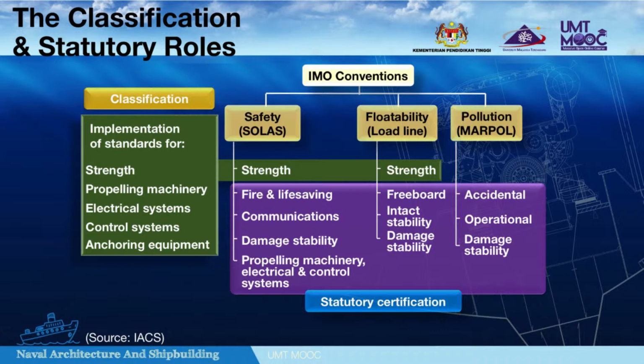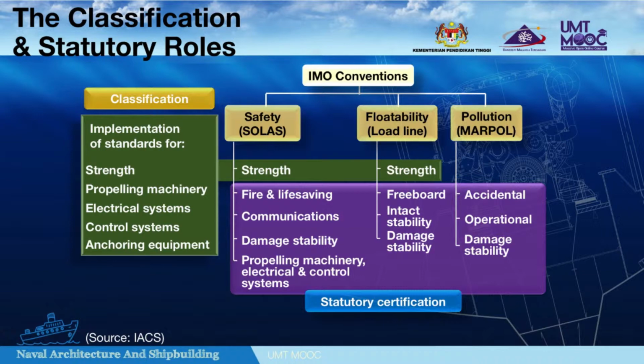MARPOL 73/78 is one of the most important international marine environmental conventions. It was developed by the IMO in an effort to minimize pollution of the ocean and seas, including dumping, oil, and air pollution. The objective of this convention is to preserve the marine environment in an attempt to completely eliminate pollution by oil and other harmful substances, and to minimize accidental spillage of such substance. MARPOL mostly focuses on accidental, operational, and damage stability.